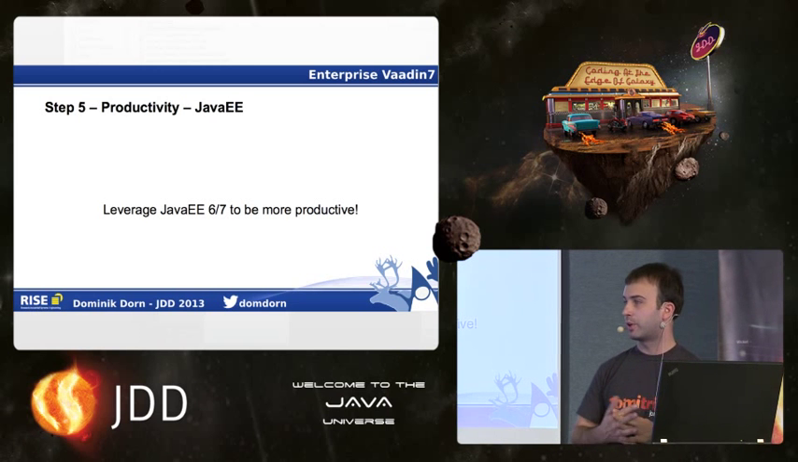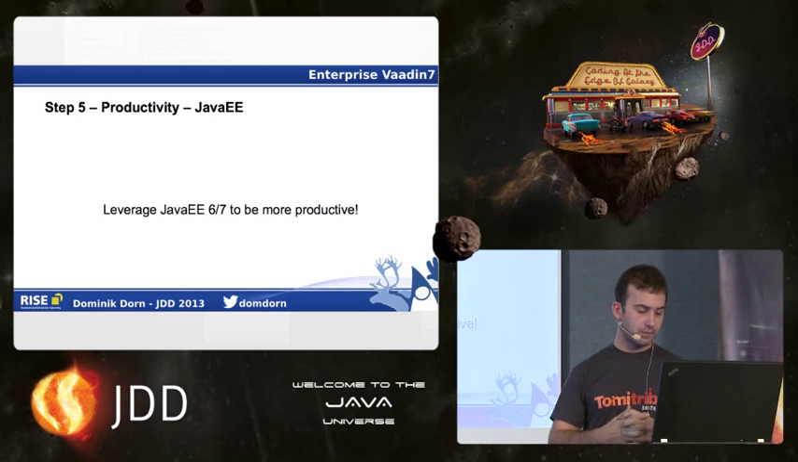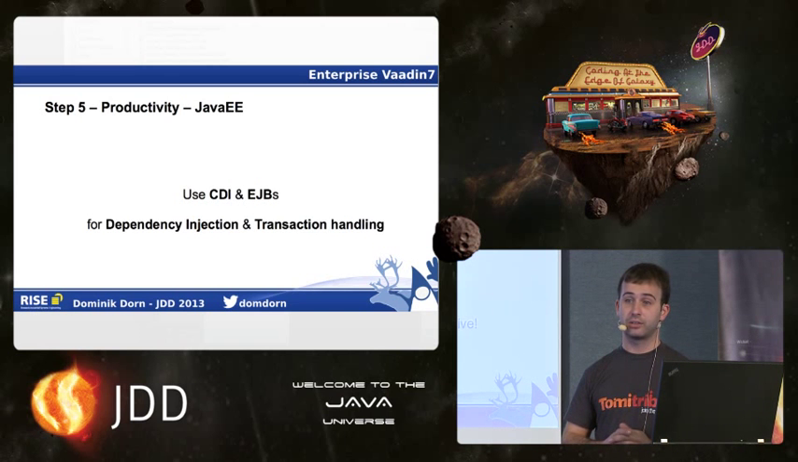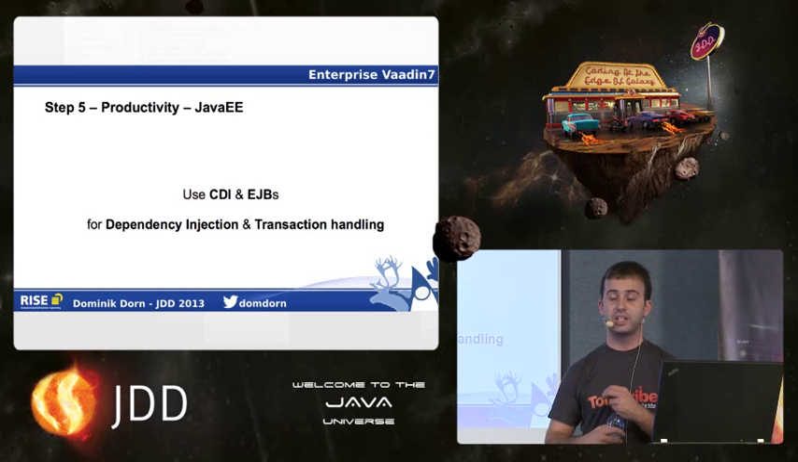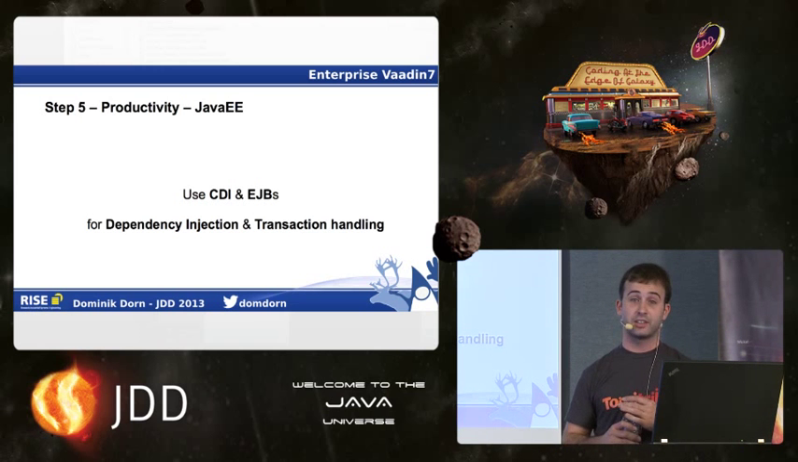Okay, productivity. In our project we are using Java EE6, the web profile, and there are some things that really help you to work together with Java EE6. One tip is to use CDI and EJBs for dependency injection and transaction handling.